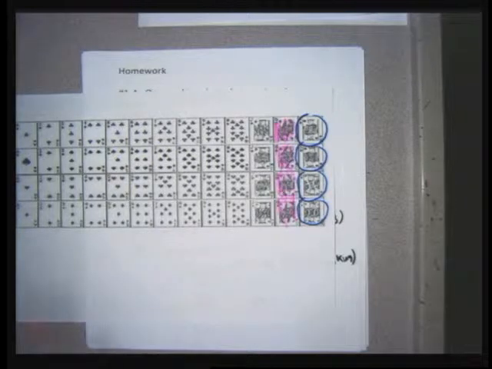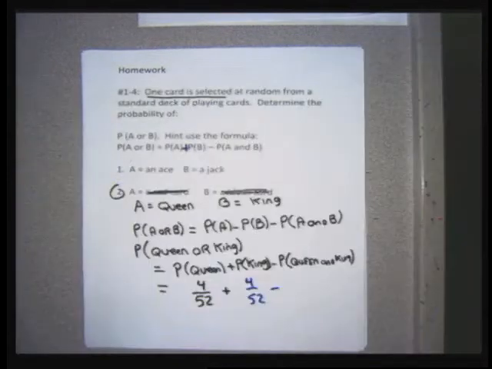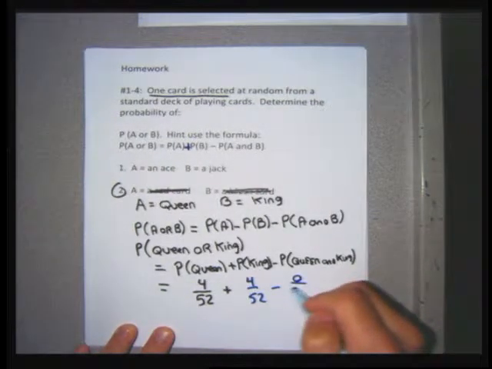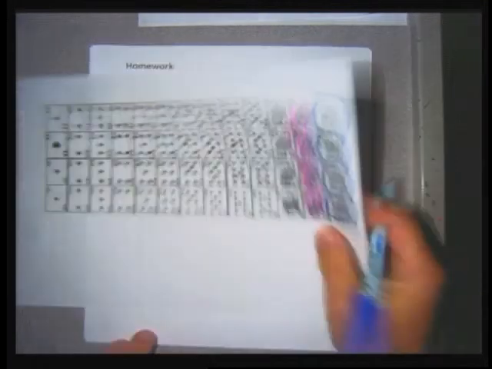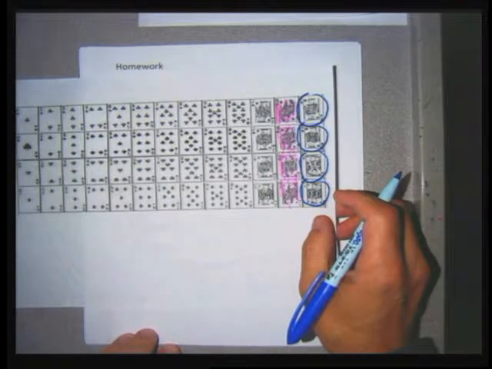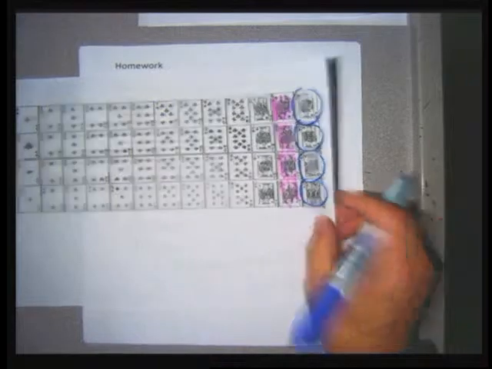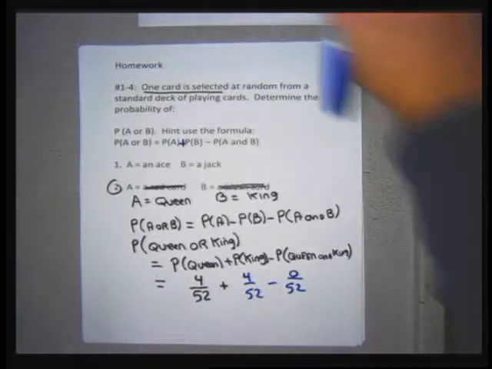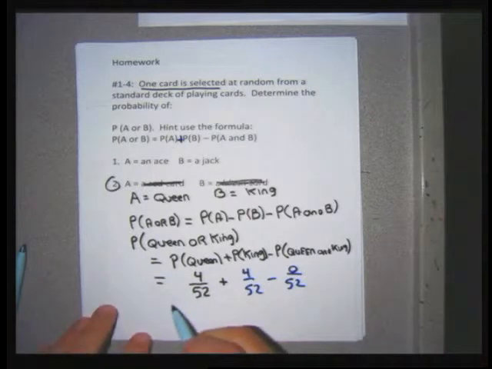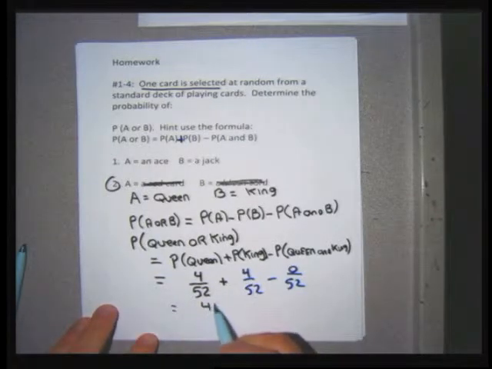So the numerator for the probability of getting a card that's both a queen and a king is going to be 0, because there's no card in a deck of cards that's simultaneously a queen and a king. These are mutually exclusive events. If you get a queen, it can't also be a king. If you get a king, it can't also be a queen. So the probability of getting a queen and a king is 0 over 52. Now I'm going to add 4 plus 4 minus 0 and divide by 52.